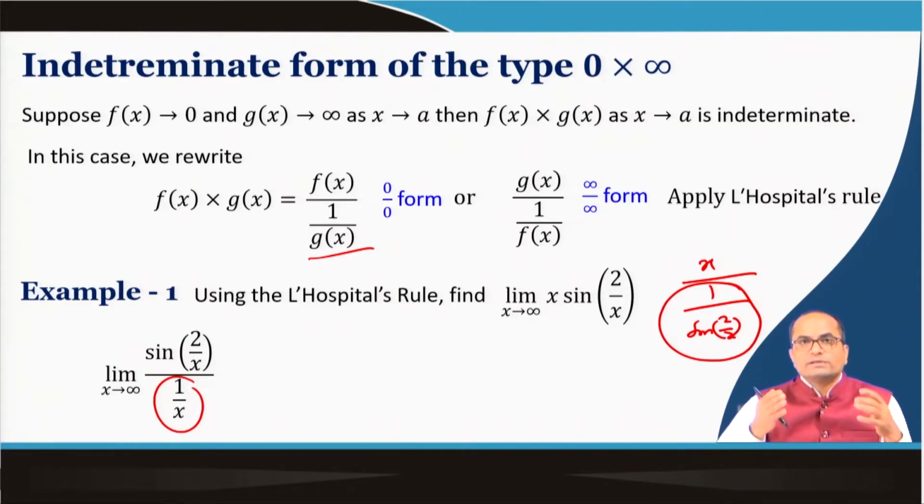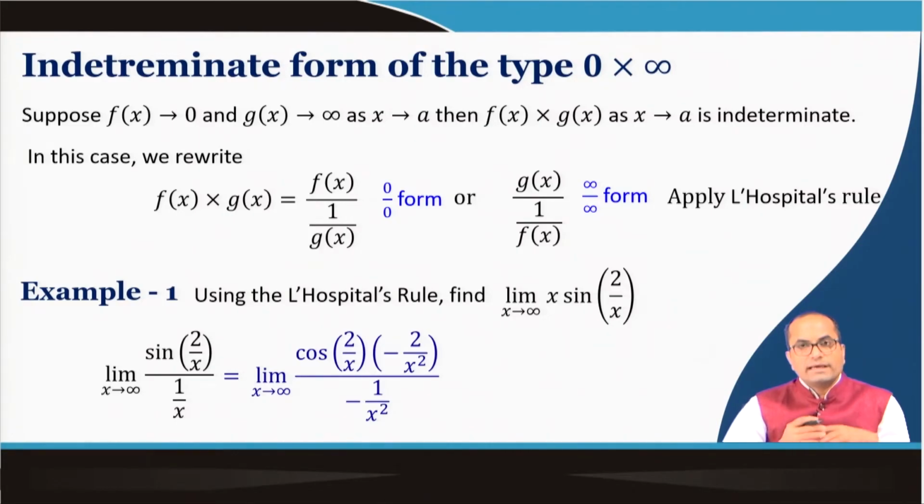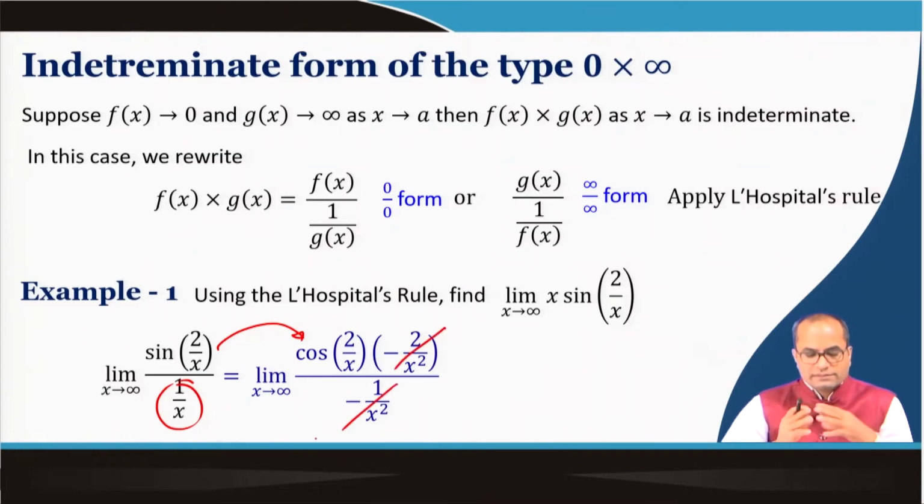So we have to think about whether we convert to 0 by 0 form or to infinity by infinity form. Here we have converted to 0 by 0 form, and in that case we now apply the L'Hopital rule. Sine will become cos 2 over x, and the derivative of 2 over x will be minus 2 over x square, and then we have 1 over x, whose derivative will be minus 1 over x square. So this term gets cancelled with this term, and we have simply 2 cos 2 over x, and as x goes to infinity the argument goes to 0. So cos 0 is 1, and with the 2 that was there, we have 2 into 1. So the limit here is 2, using the L'Hopital rule, just by rewriting the term to make it 0 by 0 or infinity by infinity form.